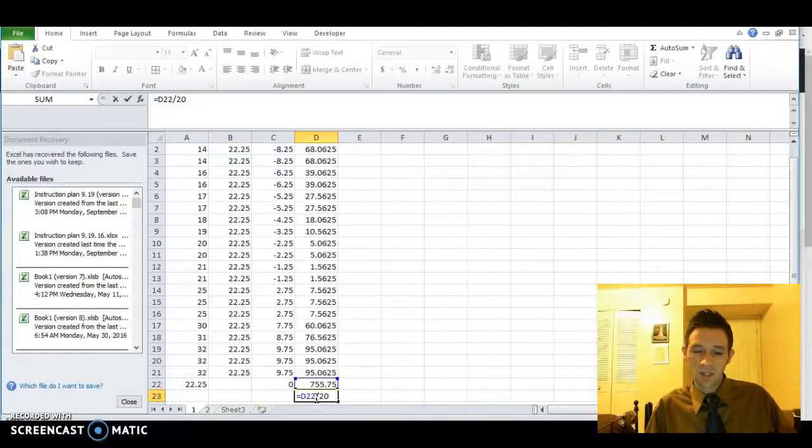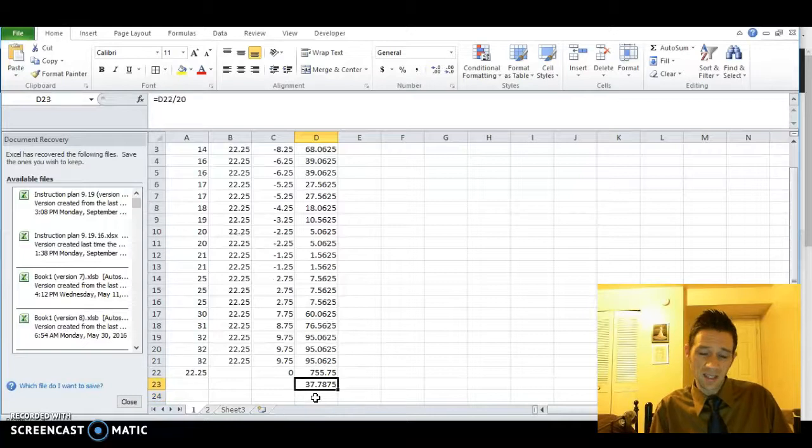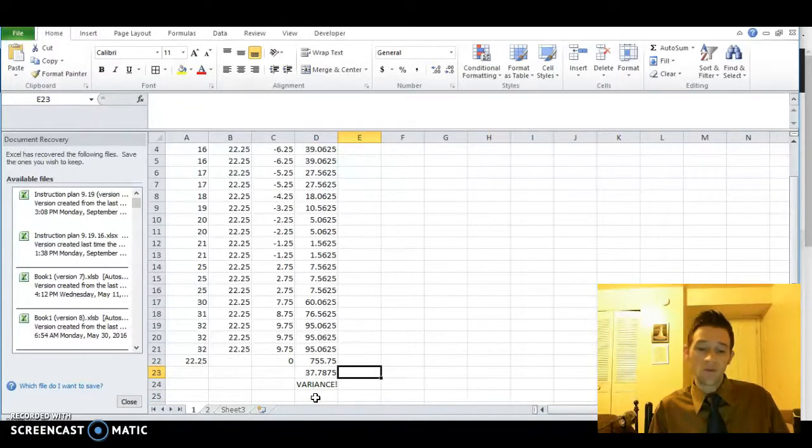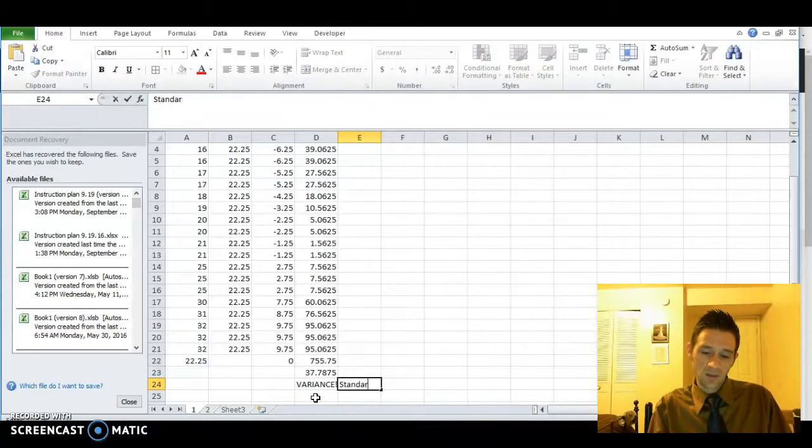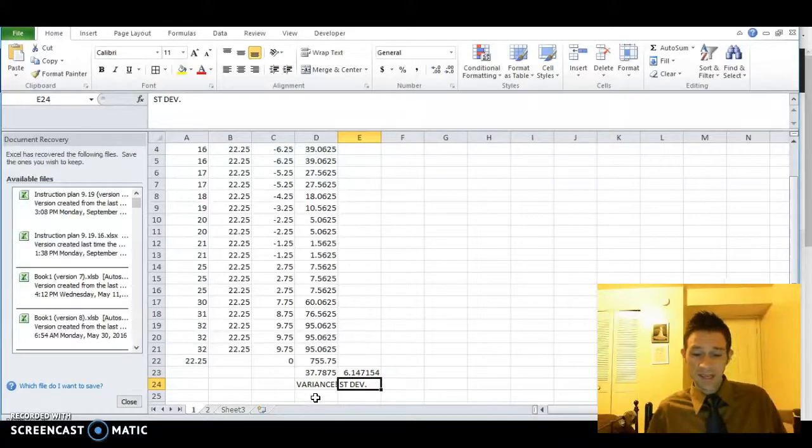At this point, just divide by 20. You'll get the idea, and this is a recognized version of variance. So we now have variance at 37.78. And if you remember, variance is standard deviation squared. So we basically have standard deviation ready to go. We just need to take the square root of this, some Excel magic, and we have 6.147. So that's it. You have standard deviation.